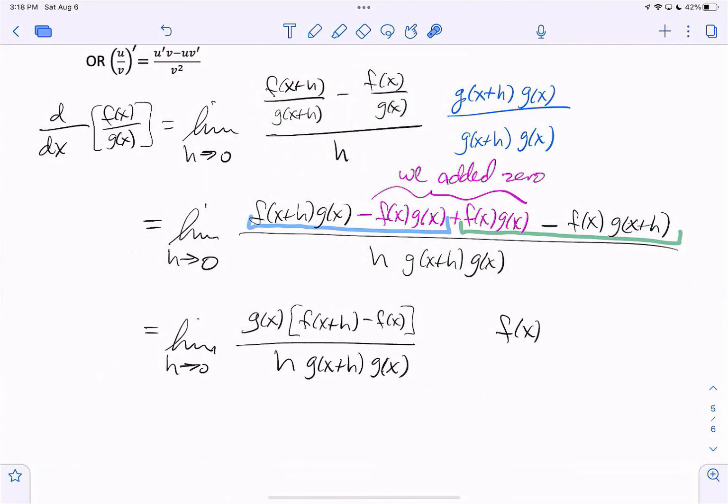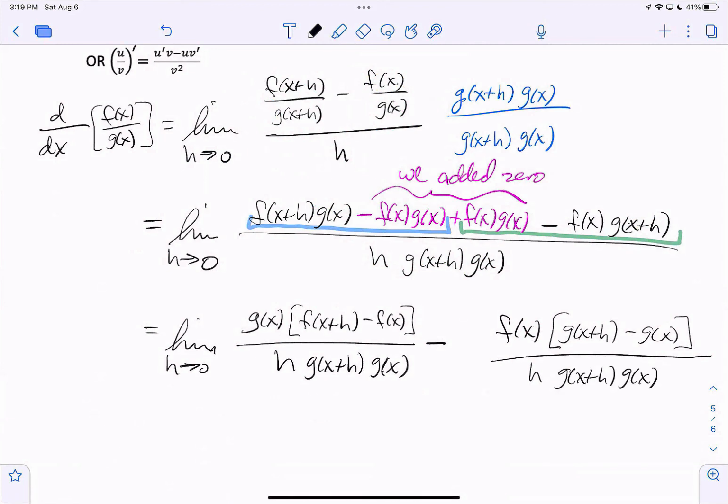But I know for the derivative I want the x plus h term to be first. Therefore, I'm going to switch the order of g of x and negative g of x plus h by factoring out a negative. And then I'm left with g of x plus h minus g of x. And all that is over h times g of x plus h, g of x.